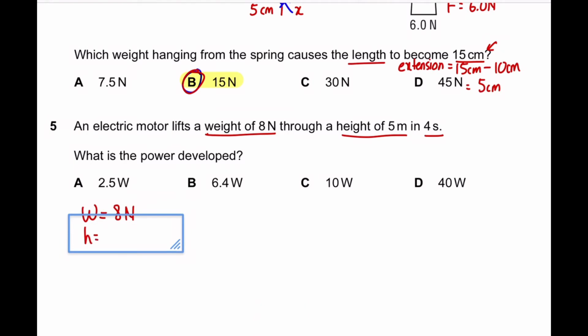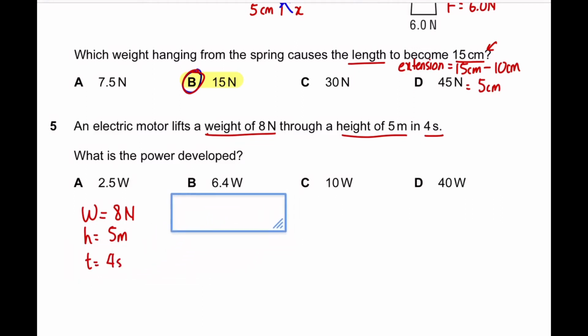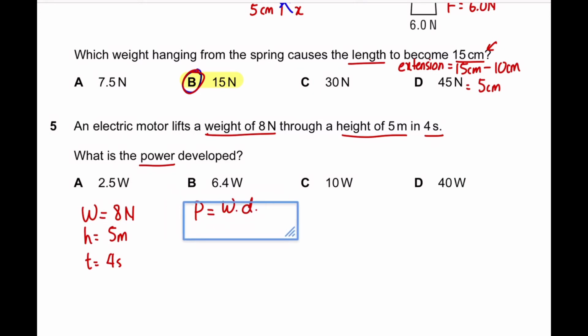Height is 5 meters. And time is 4 seconds. The question involves power. We need to recap what the formula for power is. So power, as we know, is denoted by this equation, P equals work done divided by time taken, or time.